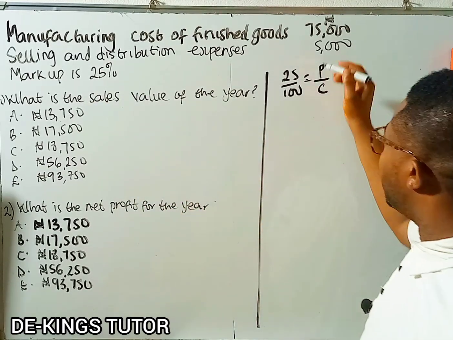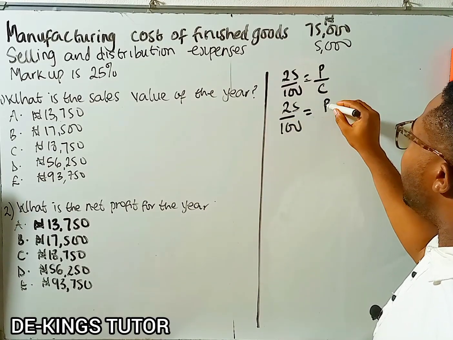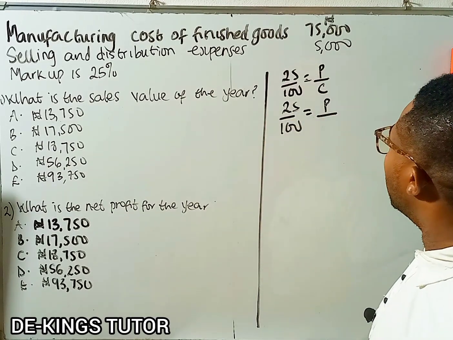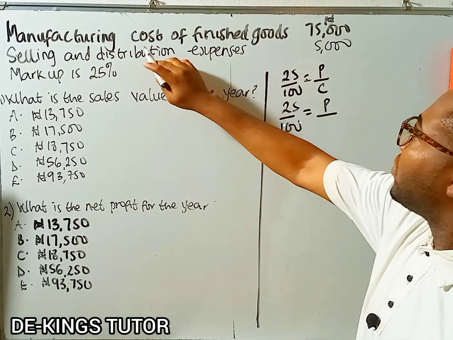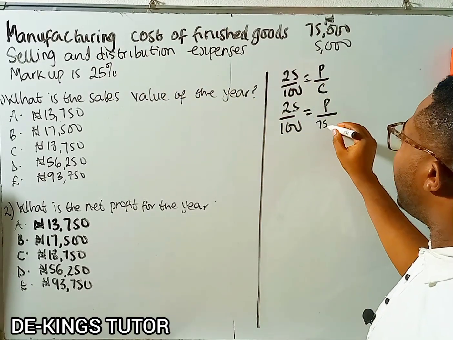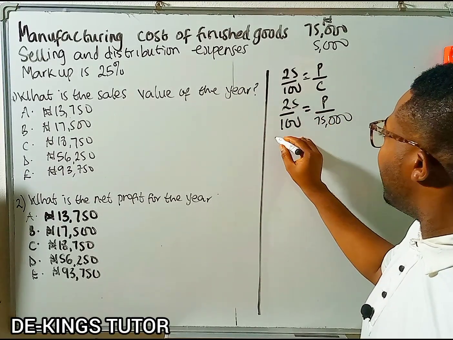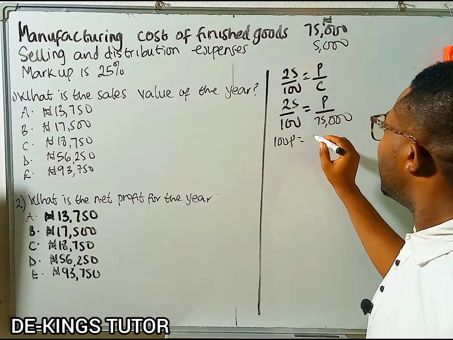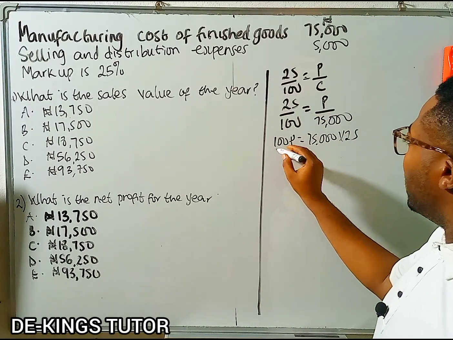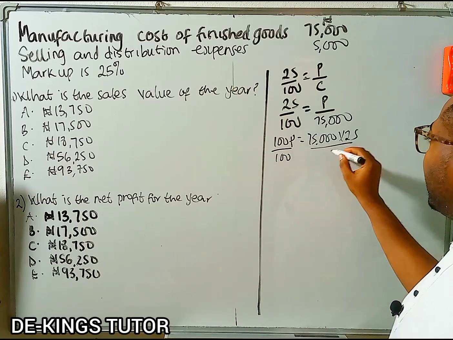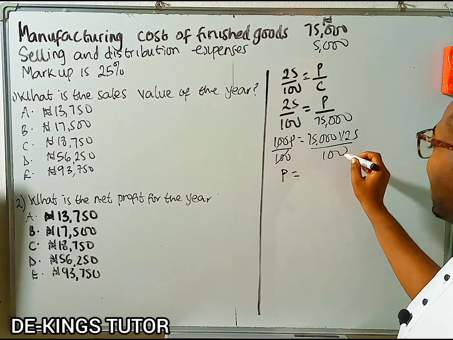Okay. So if we do that, we have 25 over 100 equals P, the profit, which is unknown, over C, the cost. Now they say the manufacturing cost of the finished goods is 75,000. Okay, so if we cross multiply, we have 100P equals 75,000 times 25. So to get our P, we divide both sides by 100. So if this cancels this, our P, which is profit, equals 75,000 times 25.